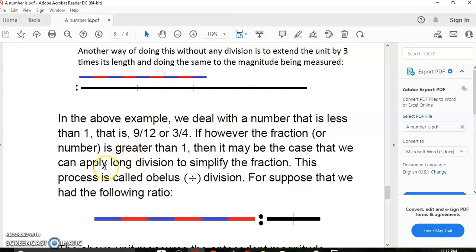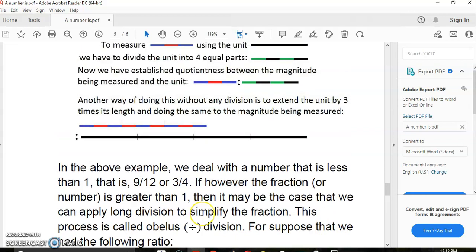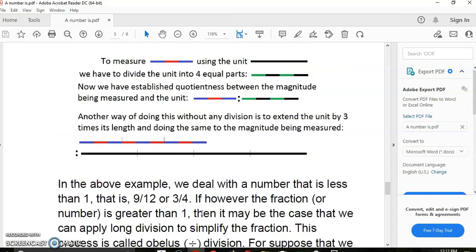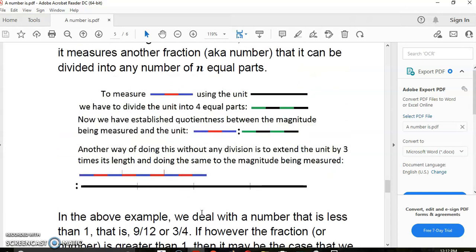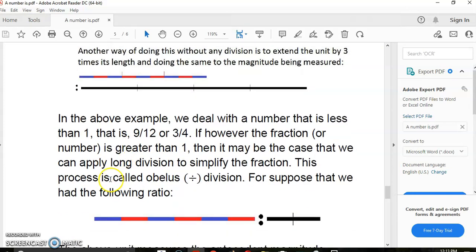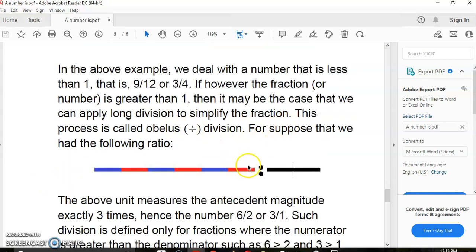And if, however, the fraction or number is greater than 1, then it may be the case that we can apply long division to simplify the fraction. This process is called Obelisk Division. So I just want to see, have I done this right? I've said 3/4 and then I multiplied it by 3. Yes, that's correct. Okay, so this process is called Obelisk Division.